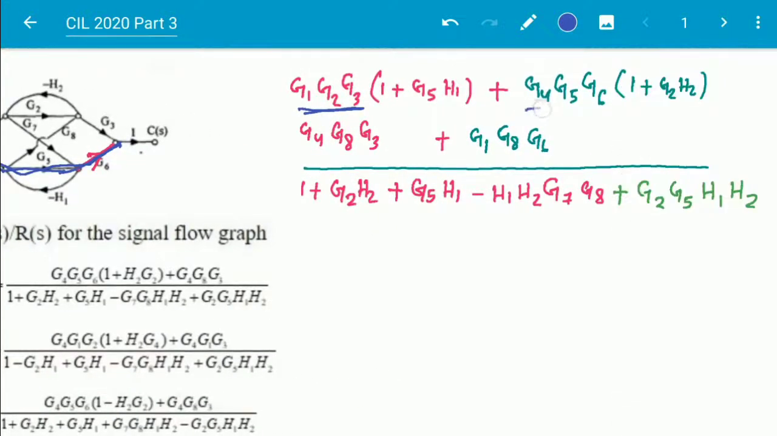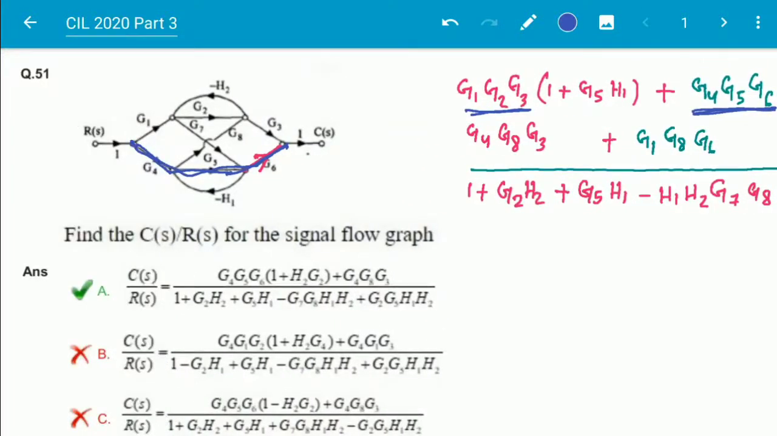Here is another forward path, and the next forward paths are G1, G7, G4, G8, G3. This is G8 and G3, another forward path. And the next forward path is G1, G8 and G6.